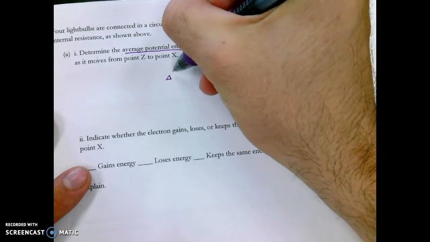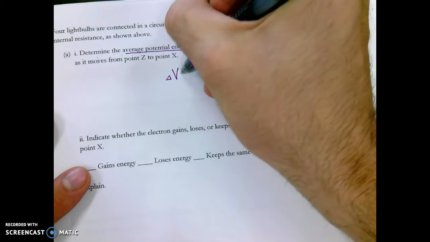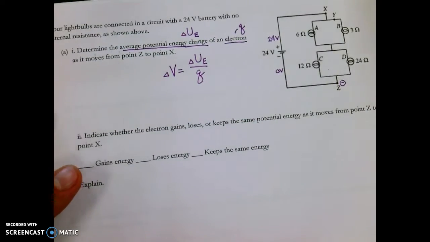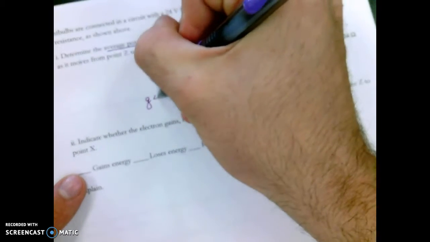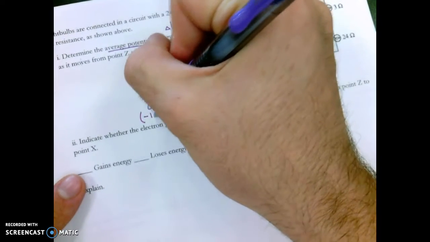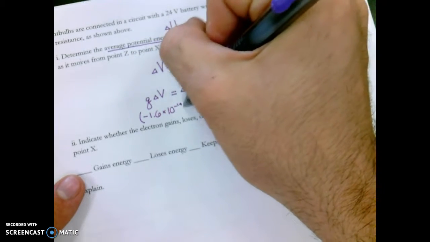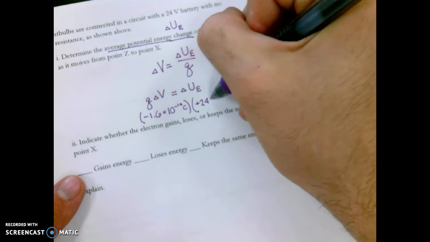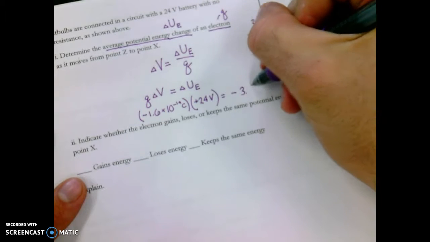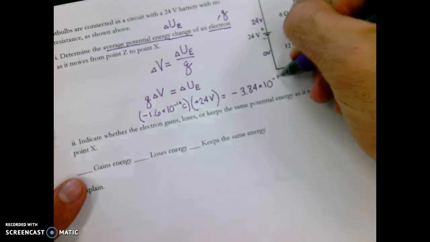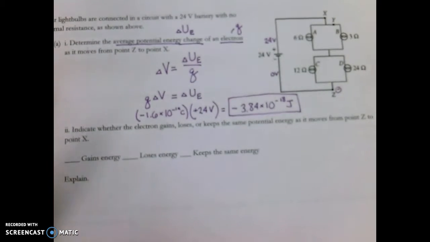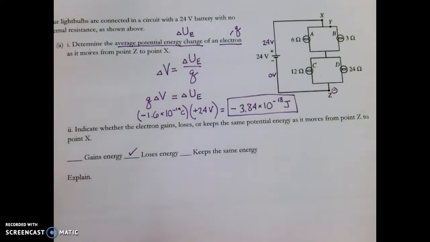So simply, a potential difference is a change in potential energy per unit charge. Or if I wanted to rearrange this, I could say Q delta V equals delta UE. And my Q is my electron, negative 1.6 times 10 to the negative 19th coulombs, times a gain of 24 volts, equals a loss of potential energy, or a negative 3.84 times 10 to the negative 18th joules. Energy measured in joules. And as I said before, that negative means something to me. It means that we lose energy.